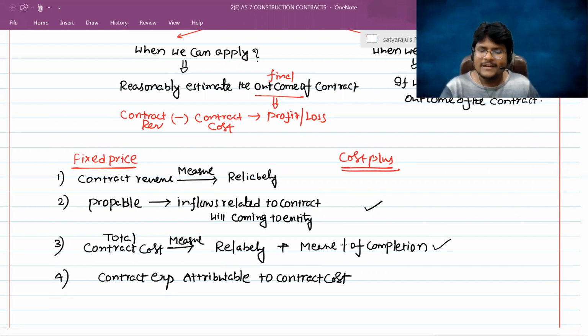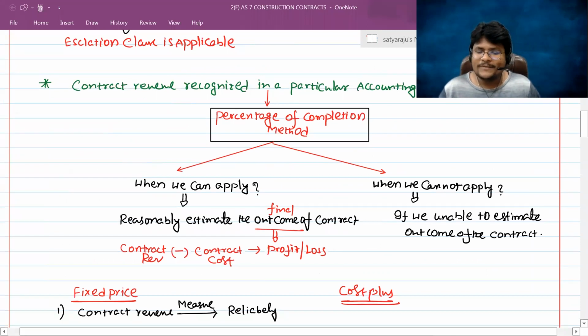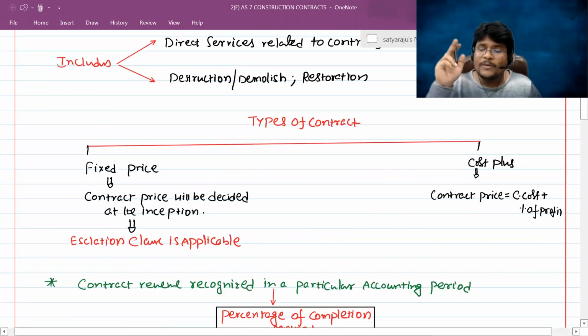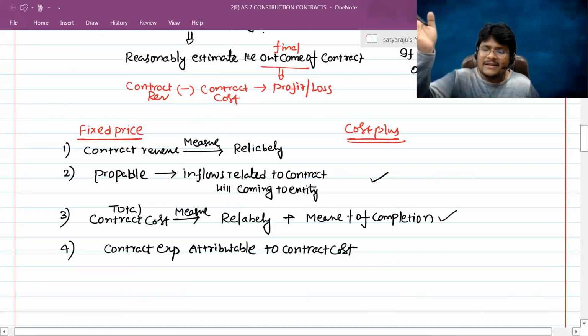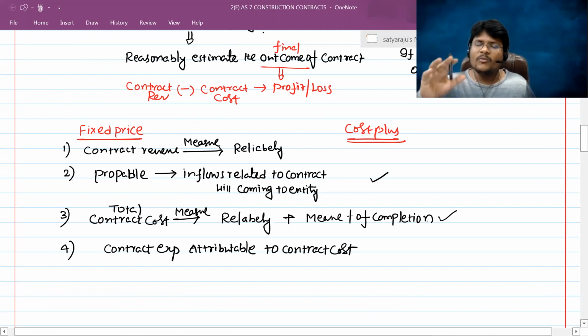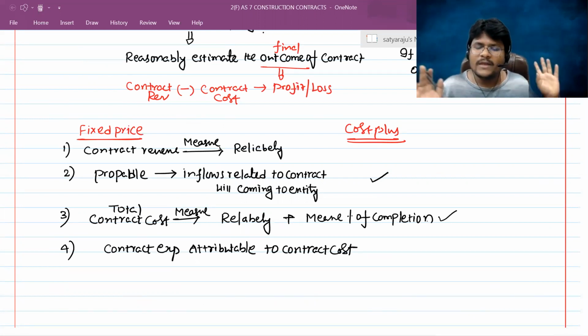You know why? Sir, here we don't know the contract revenue initially. In case of cost plus contract, we never know the contract revenue initially. Why? Because here the only important factor is contract price. That's why he only discussed the contract price. Sir, if there is a probability that such inflows will come to the entity, and the contract cost is measured reliably, then automatically we know that we can estimate the outcome of the contract. That is more than enough in case of cost plus contract.